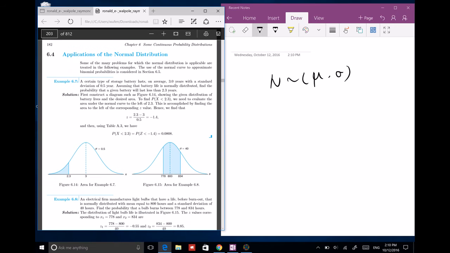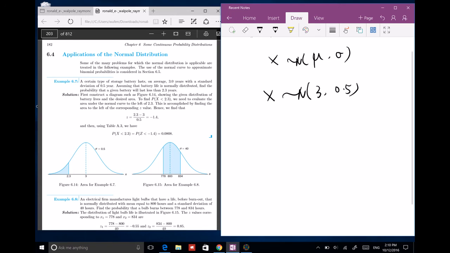Example 6.7, we can look at example 6.7. A certain type of storage battery lasts on average 3 years. So basically X has a mean of 3 and a standard deviation of 0.5, a normal distribution, okay. But it's not a standard normal distribution. So assume that battery life is normally distributed. Find the probability that a given battery will last less than 2.3 years. So X is less than 2.3.